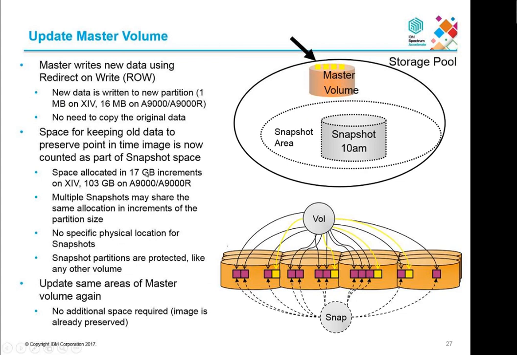And again, here we come up with that allocation unit again. 17 gig on the XIV, 103 on the A9000. As I need space, I will grab it in allocation units. Then I will fill it up, with certain caveats, and then grab another one. So you'll see larger jumps. On XIV, we're used to seeing 17 gig jumps in both the snap space use and the volume space use.